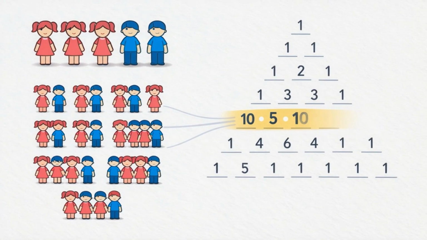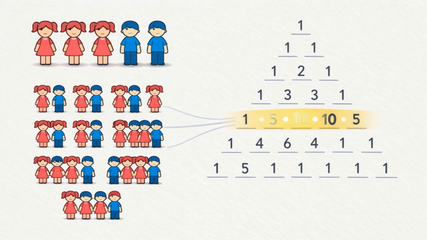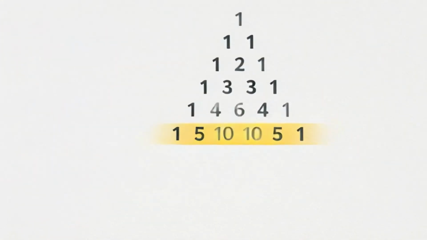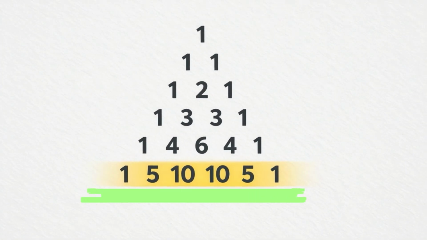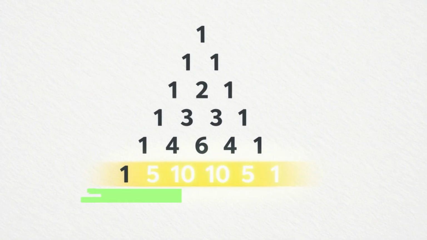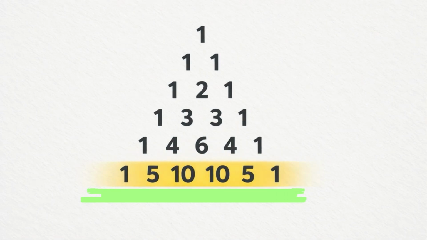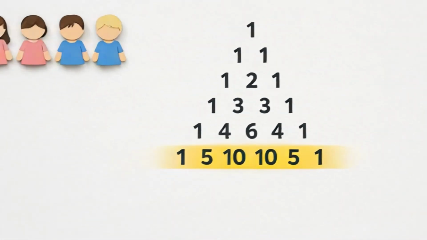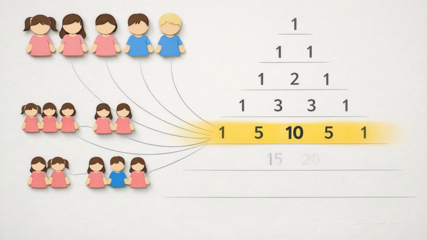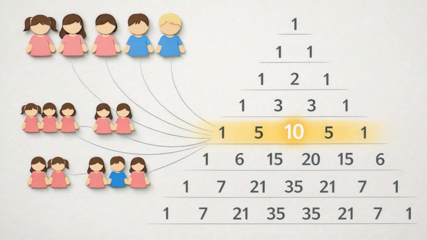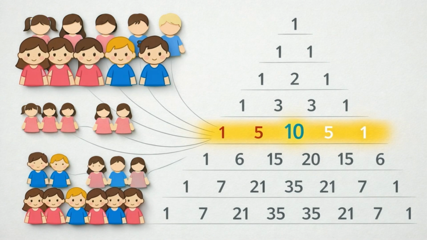And now here is where Pascal's triangle appears. If we look at row 5 of the triangle, we see the numbers: 1, 5, 10, 10, 5, 1. That 10 in the middle is exactly the number we needed. Pascal's triangle was quietly giving us the answer all along.